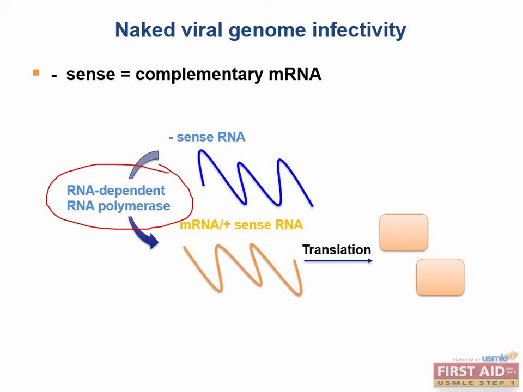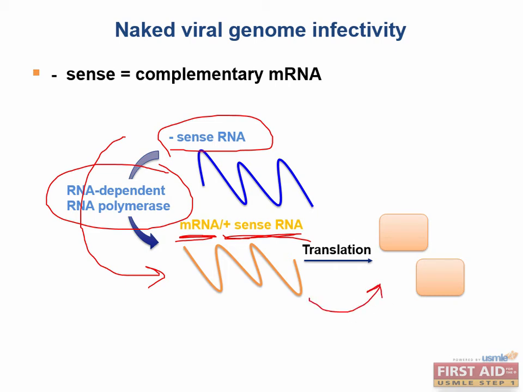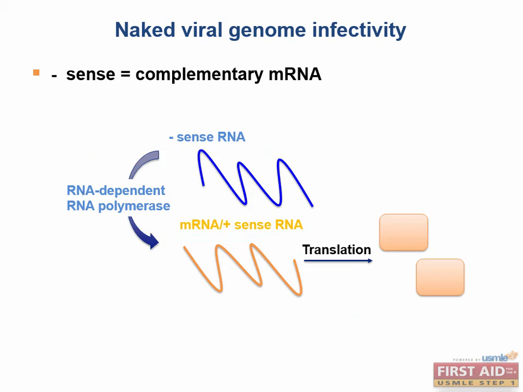So in review, negative-sense RNA is converted by RNA-dependent RNA polymerase into positive-sense RNA, which as we said is equivalent to messenger RNA, and then it is translated into its functional proteins in the ribosomes to form a complete virion. So in review, negative-stranded RNA viruses must carry with them this RNA-dependent RNA polymerase to make the protein and to complete the virion.